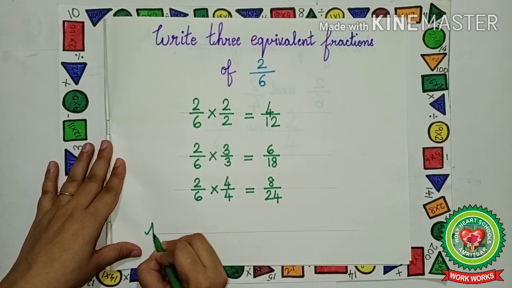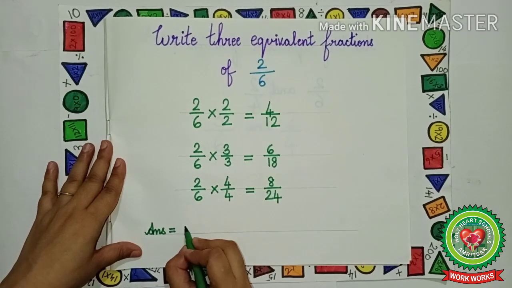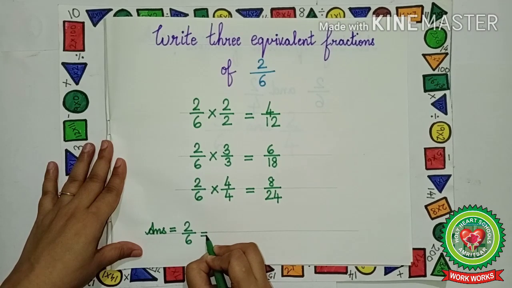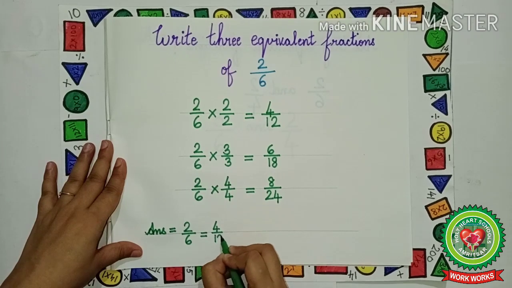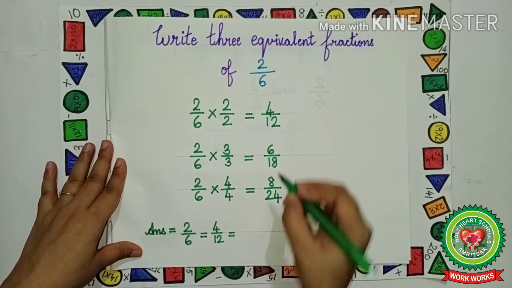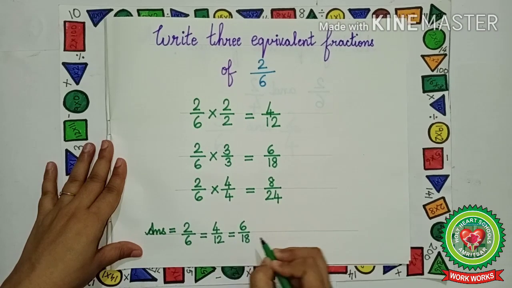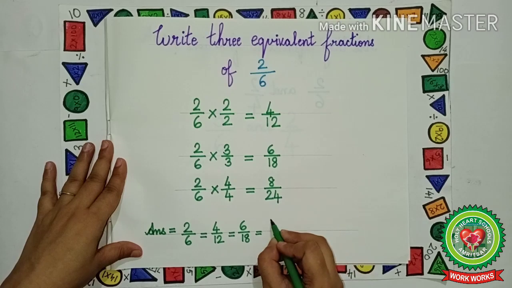So in the answer, we will write it as 2 upon 6 is equal to 4 upon 12 is equal to 6 upon 18 is equal to 8 upon 24.